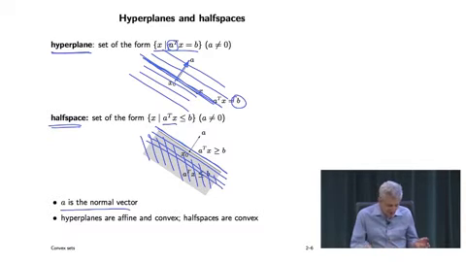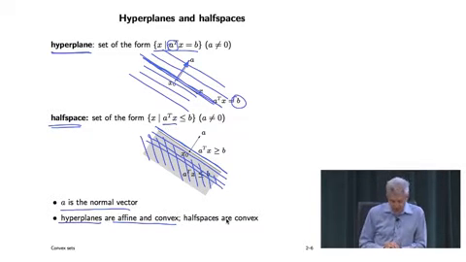Now, hyperplanes are both affine and convex. Half spaces are convex, but they're not affine. This has to be shown. You can look at it and verify it visually and by intuition, but these are things you have to show. It's not particularly hard to show these things, but you have to.